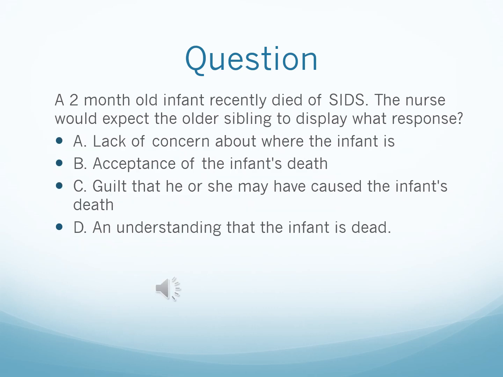Question. Read it, figure out your answer, pause the video, or audio, sorry, and then I'll give you the answer. The answer is C. It is not uncommon for older siblings to have bad thoughts or wishes toward a new sibling. They must be assured that their thoughts didn't cause the infant's death, and the understanding and acceptance of death depends on the child's developmental age. The children will express feelings of concern about where the infant is, the loss of the infant, and expression of parental grief.